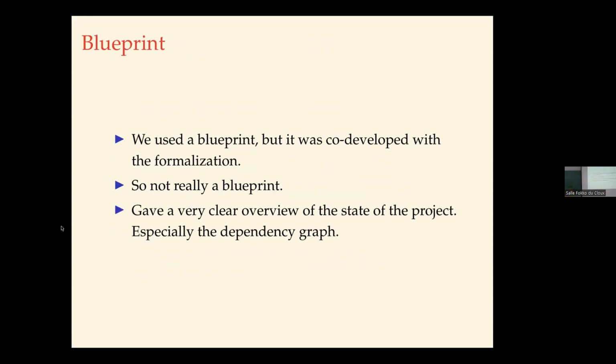Okay, another thing is we have a blueprint. We have something we call a blueprint, which is a LaTeX document that has some extra LaTeX macros for cross-referencing to the Lean formalization. And this was developed by Patrick, the software behind it. But it's a bit funny that we call it a blueprint because it was really written at the same time as the formalization. So sometimes it could have been more helpful if it was actually a blueprint that already contained a lot of details while working on the project.